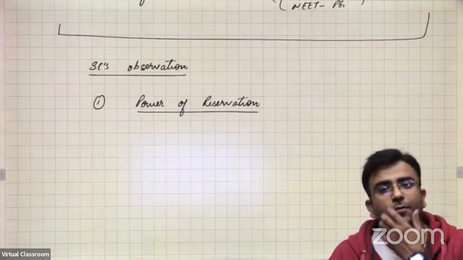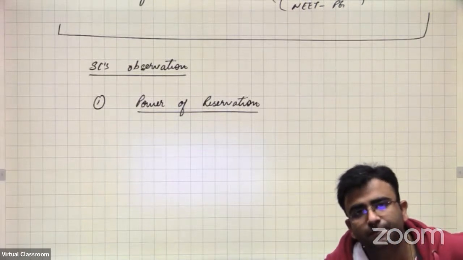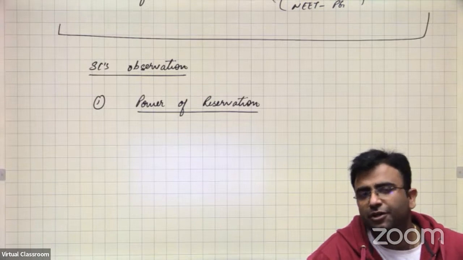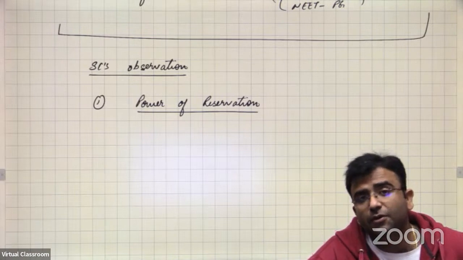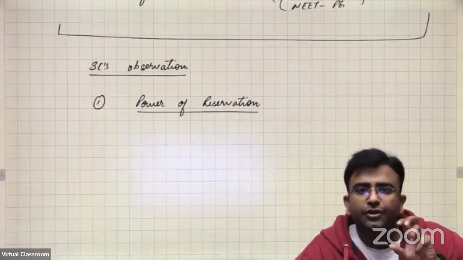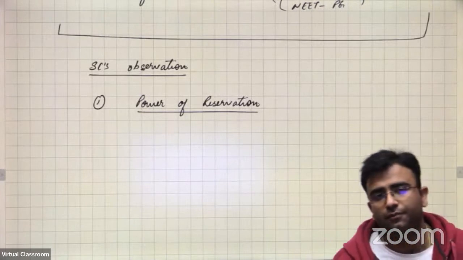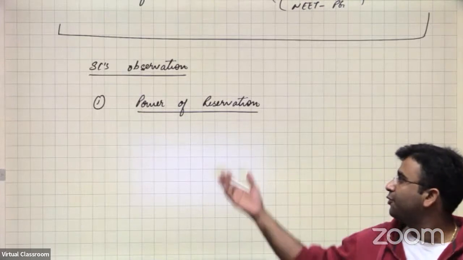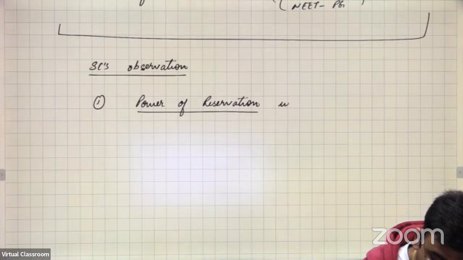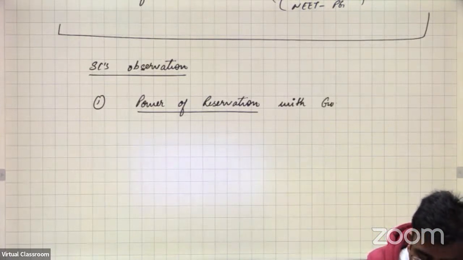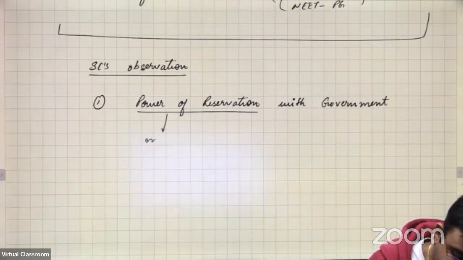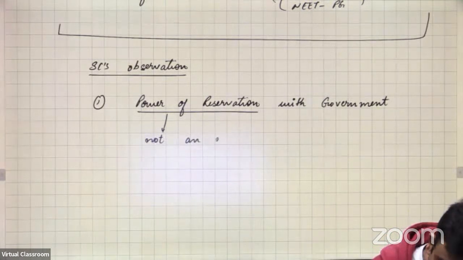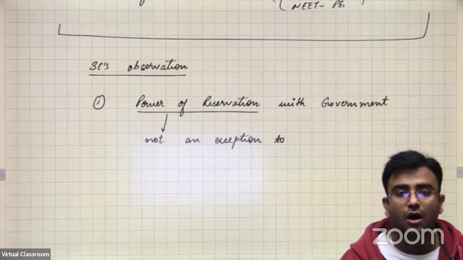It is the central government that makes up the central list of OBCs. It is a precedent that identifies a community to be Dalit or scheduled caste, and it is the precedent that identifies a community to be tribal or scheduled tribe. So now the union government has been provided the power to provide reservation, which we refer to as the power of reservation with government. All right. This power of reservation is not an exception to Article 15(1).